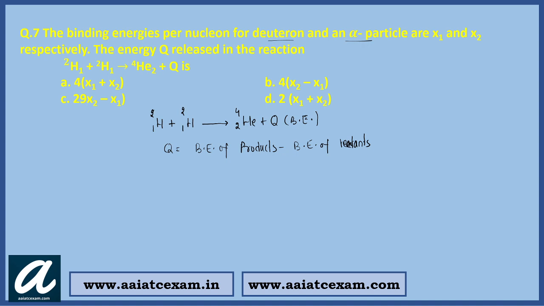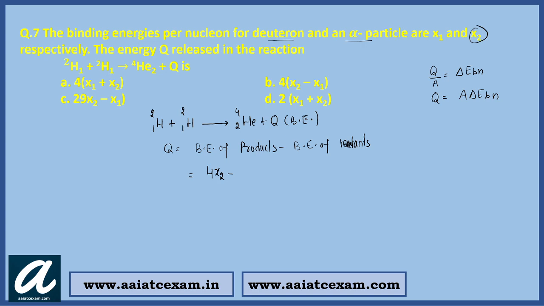Now students, what is the binding energy of products? From here you can see that binding energy per nucleon is always equal to delta EB. So what is binding energy from here? It is A into binding energy per nucleon. How to calculate binding energy? Just multiply by the mass number. So what is the mass number for the product? It is 4 times the binding energy. So the binding energy is given x2, minus what is the binding energy of reactants, students?